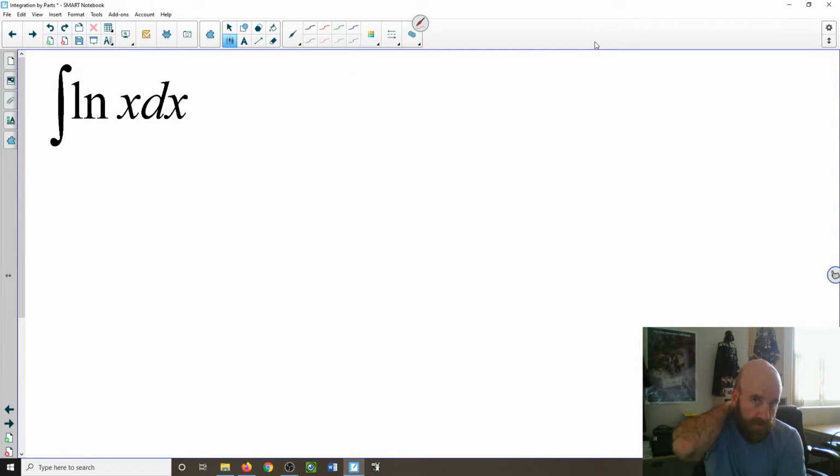All right, so here we are. We have the integral of ln x dx. So the problem lies in that we know what the derivative of ln x is, but we do not know what the antiderivative is. So we have to use integration by parts.